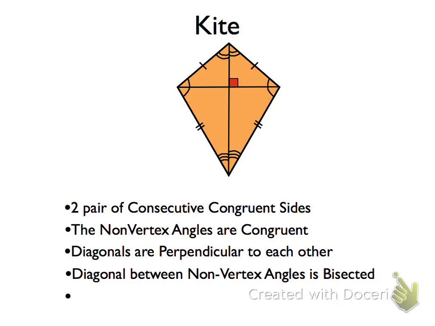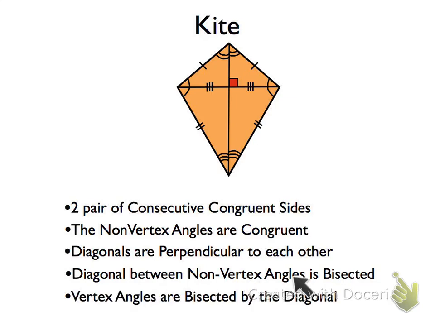Oh, I think I've got the picture drawn wrong. Here we go. Okay, so anyway, let me go ahead and put the next one up. There we go. So the diagonal between the non-vertex angle is bisected. That's this diagonal here. These are the non-vertex angles. These are congruent. So if this was 20, then this would be 10, and this would be 10. And then the vertex angles are bisected by the diagonal. So these here at the top, let's say this whole angle was 80. This would be 40. This would be 40. And this would be a different measure, though. This would be maybe 60 degrees. So this would be 30, and this one would be 30.